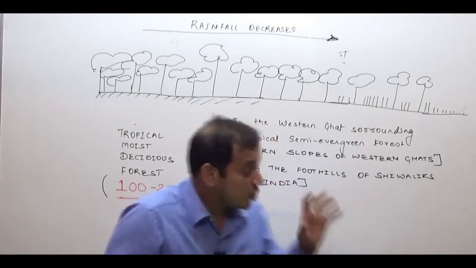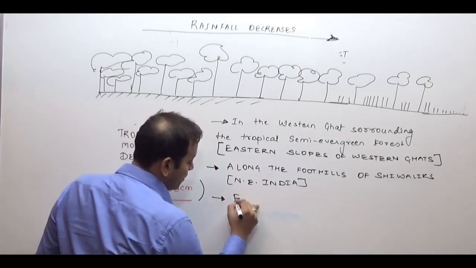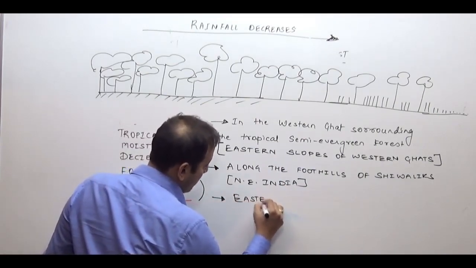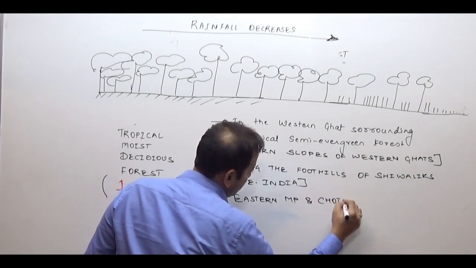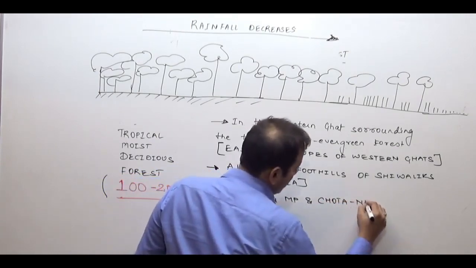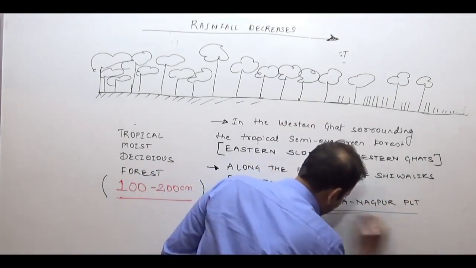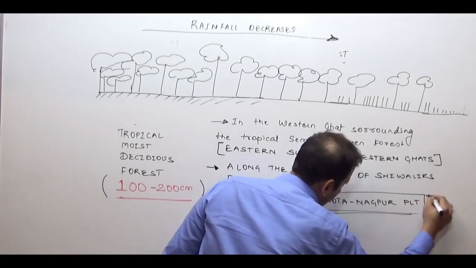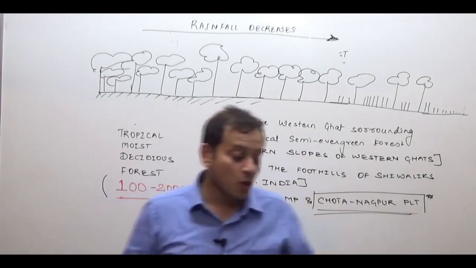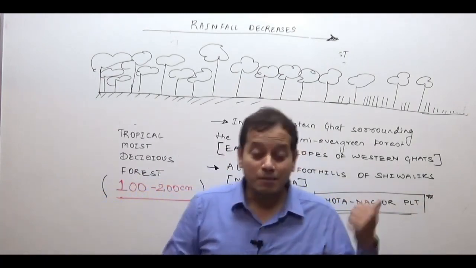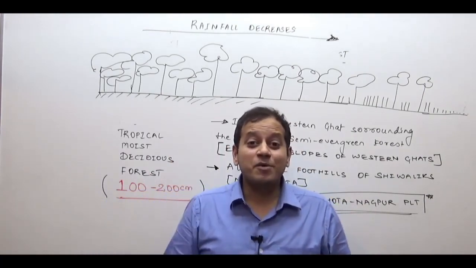They are found in the Chota Nagpur Plateau region. They are found in eastern Madhya Pradesh and the Chota Nagpur Plateau region. So this is important. You should remember the Chota Nagpur Plateau region. Which type of forest? Tropical moist deciduous forest. Now, there are some important species.